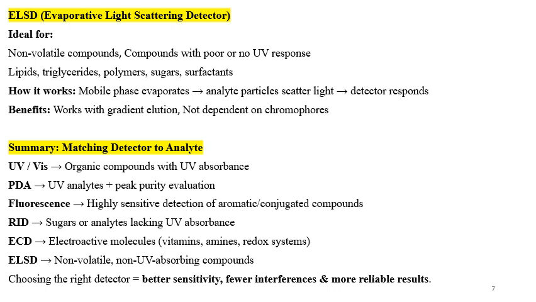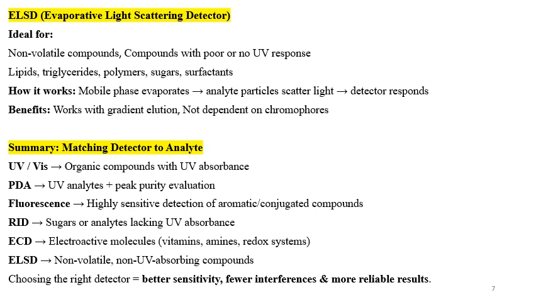Then another one is the ELSD detector, evaporative light scattering detector, ideal for non-volatile compounds, compounds with poor or no UV response like lipids, triglycerides, polymers, sugars and surfactants. So how does it work? The evaporative light scattering detector works on the principle that the mobile phase evaporates, then analyte particles scatter light, and this is measured by the detector. The benefits of ELSD are that it works with gradient elution and is not dependent on chromophores.